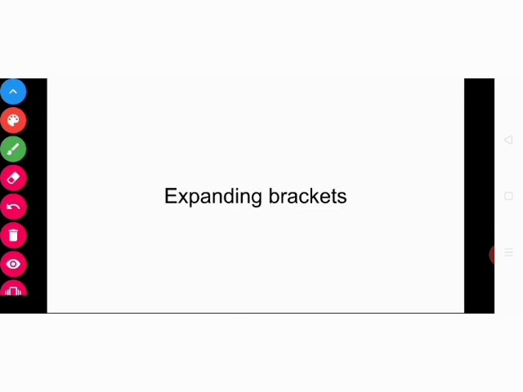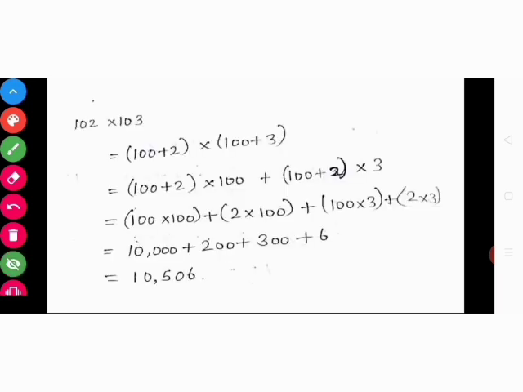And then, expanding brackets. What is that? Expanding brackets. You want to expand, split the sums. Look at the example: 102 into 103. How to expand these first? 100 plus 2. Put the brackets. 100 plus 2 into 100 plus 3.